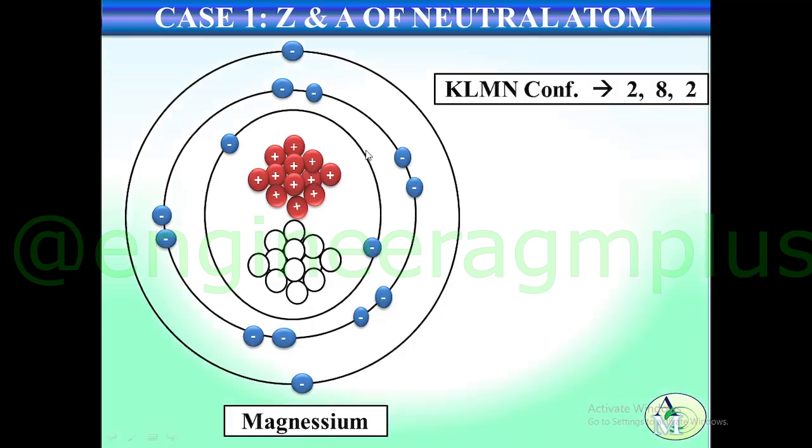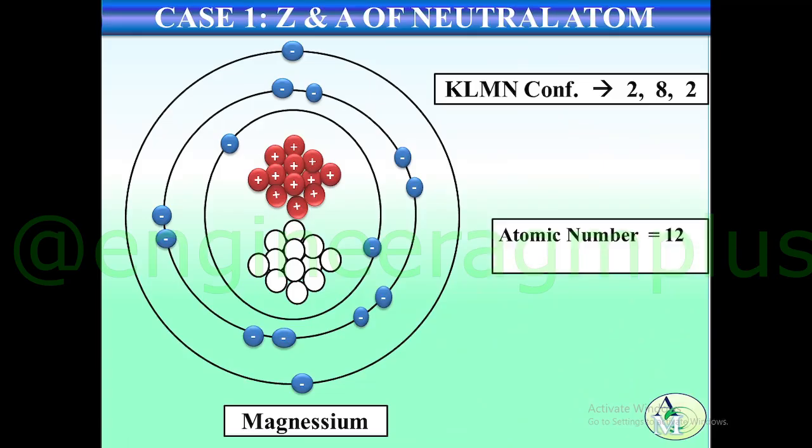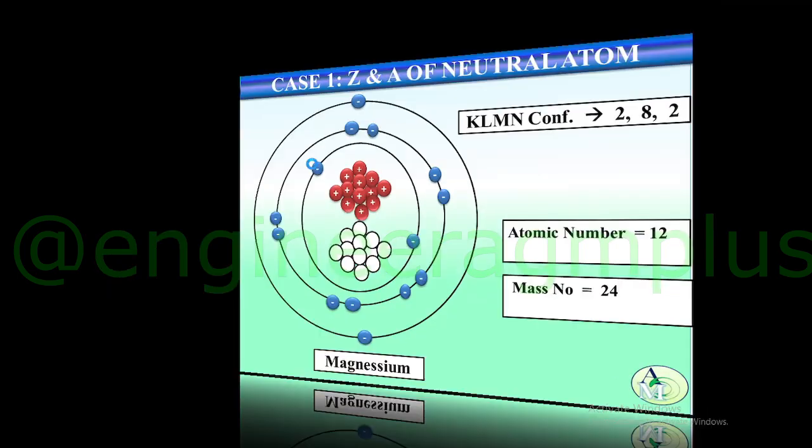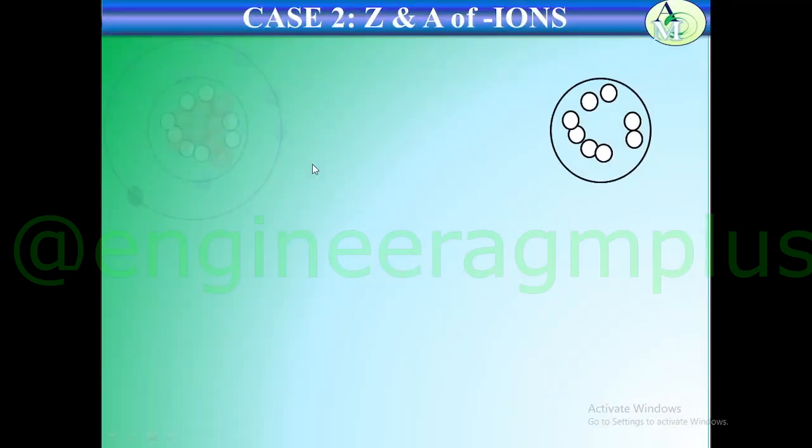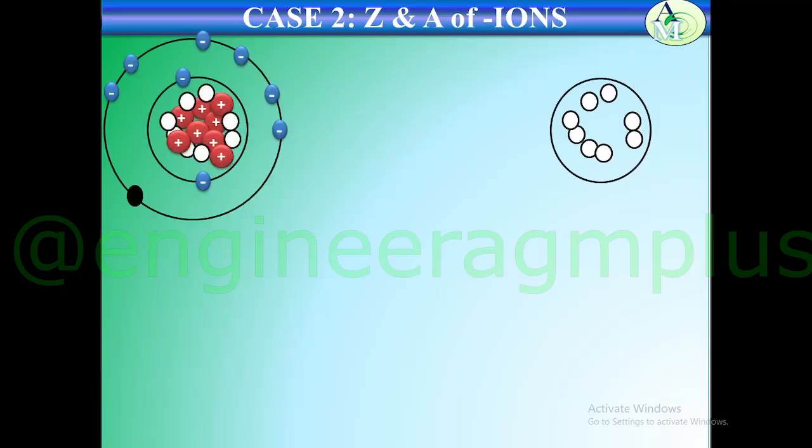In that case, the configuration, we already have the configuration, that is the 2, 8, 2 shell configuration. In that case, the number of protons is 12. That is the atomic number. And the mass number is 24, when you add this neutron together with the proton. Now let's count this. 1, 2, 3, 4, 5, 6, 7, 8, 9, 10, 11, 12. So this is 12 and this is 12, makes 24. When it comes to neutral atom, that is case 2.